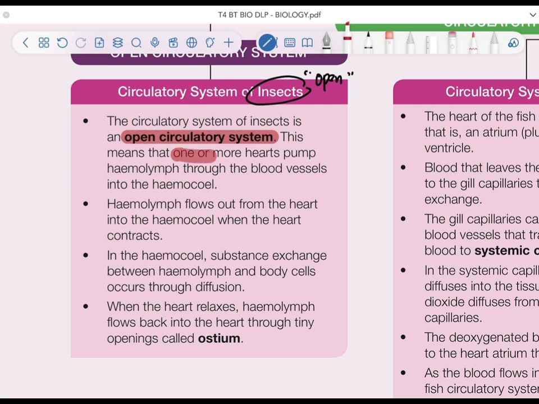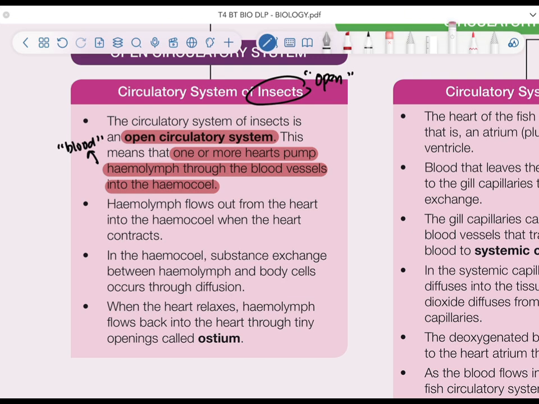This means that one or more hearts pump the hemolymph, which is the blood, through the blood vessels into the hemocoel. So hemolymph is just like the blood. As I mentioned, you can imagine it as the blood. But remember, during your exam, you need to write hemolymph, okay? Don't write blood. This hemolymph will flow out of the heart into the hemocoel when the heart contracts.